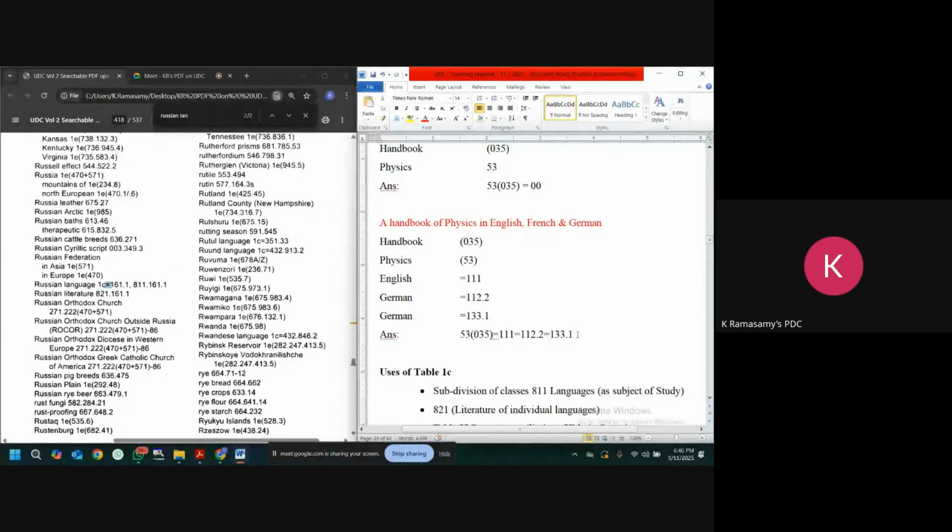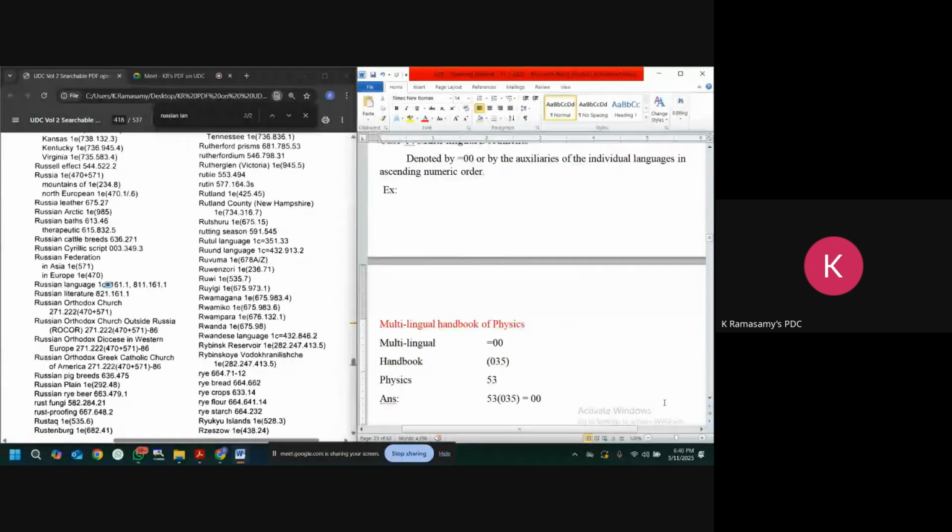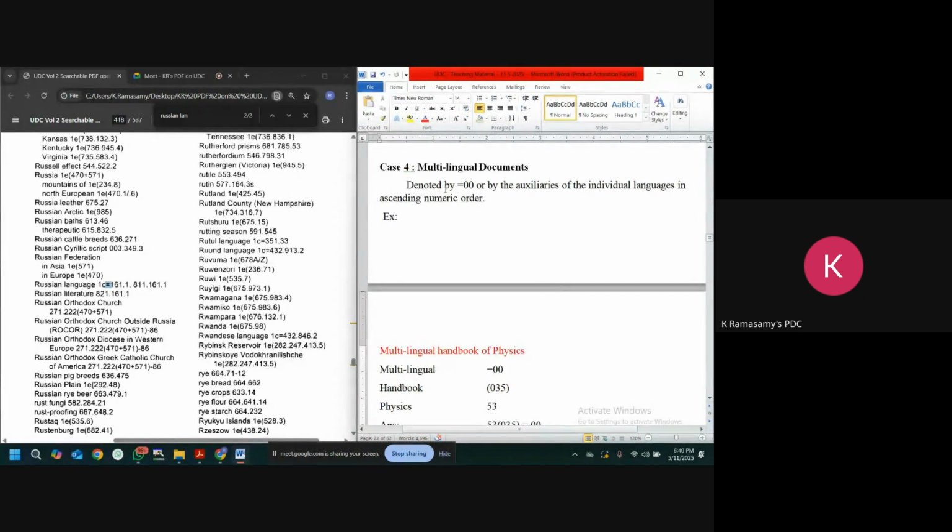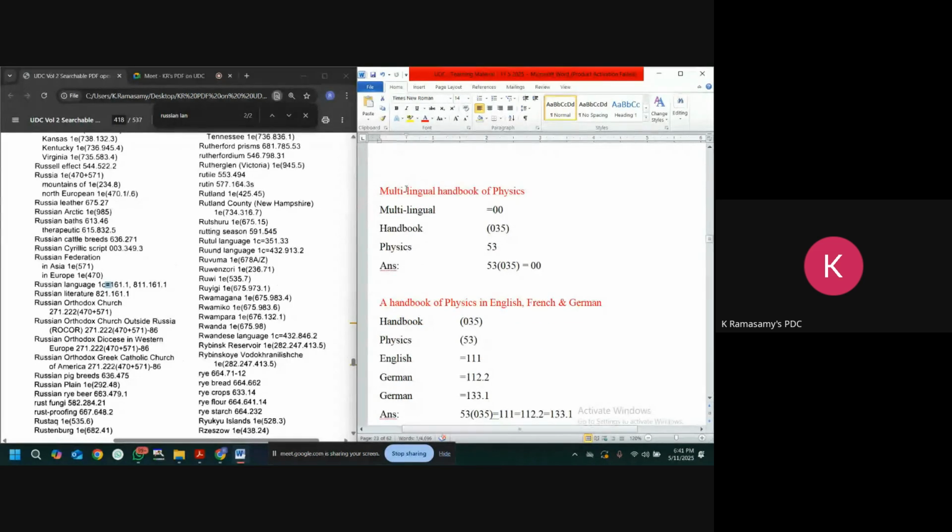If more than three languages are available, then that document is called a multilingual document. That is denoted by the symbol equal to 00. It means that this book has contents in more than three languages. For example, a multilingual handbook of physics. The number for physics is 53. The number for multilingual is equal to 00. 53 equal to 00 means this is a book on physics, but the contents are available in more than three languages.